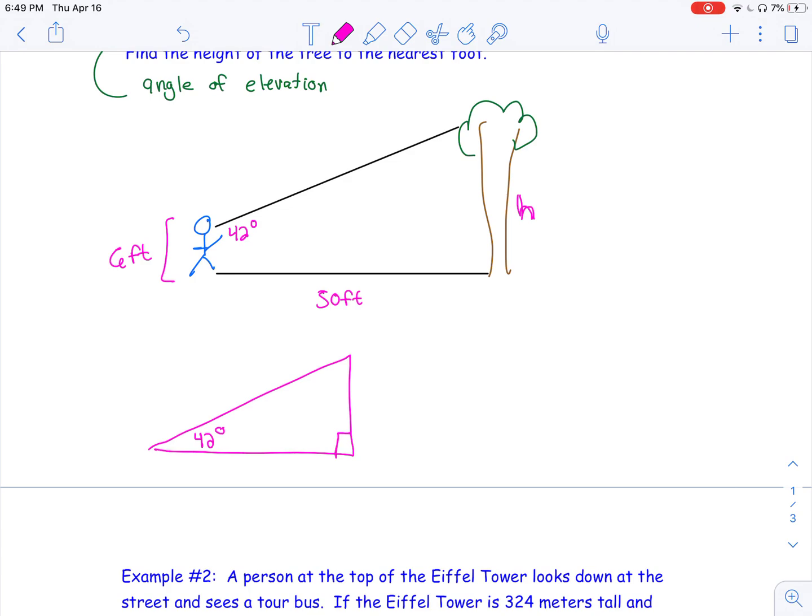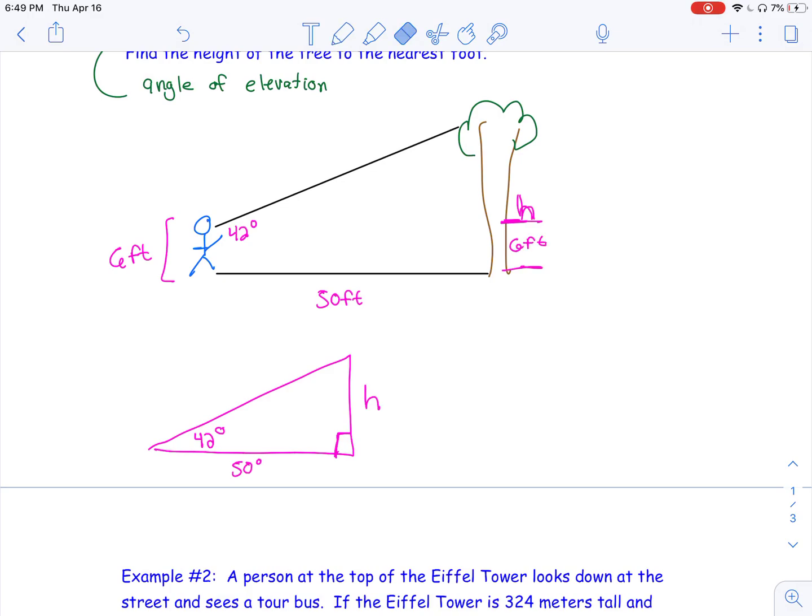We have a right angle here. H is what we're looking for. The bottom here is 50 degrees. The 6 feet is going to come in when we're talking about the height of the tree. We know that part of the height of the tree is that 6 feet for how tall he is.